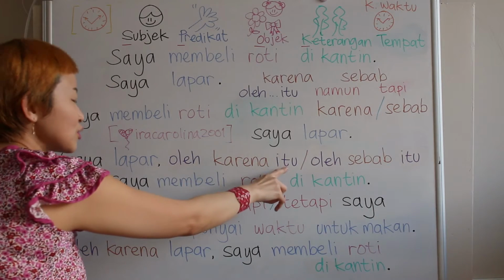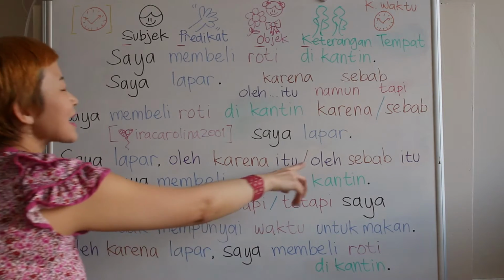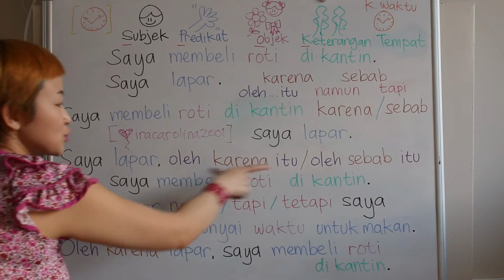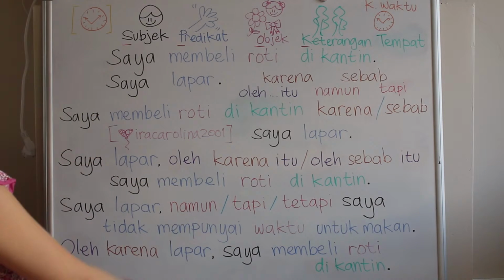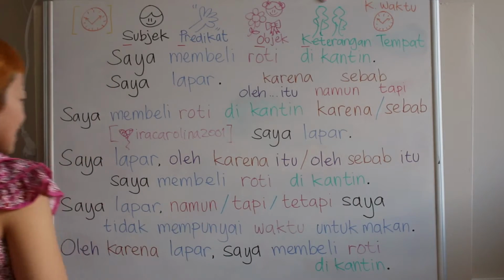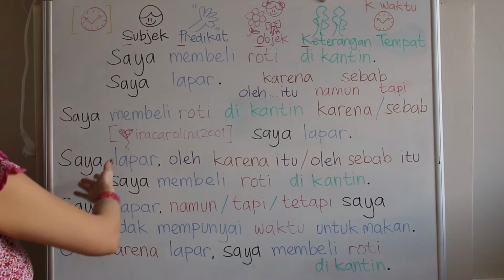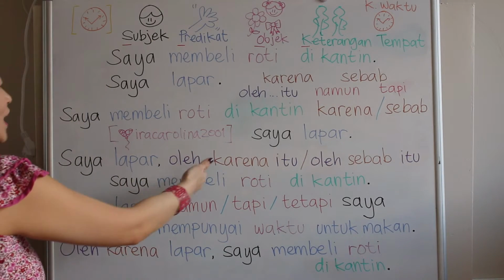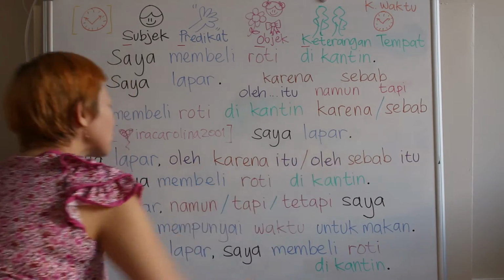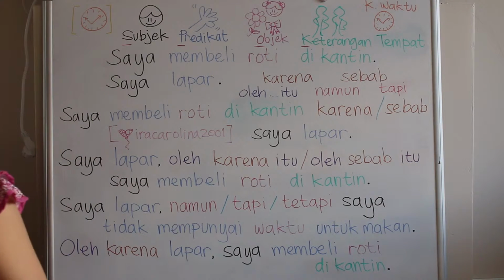Oleh karena itu, because of that, oleh sebab itu, because of that. You choose which one. Saya membeli roti di kantin. I buy bread at canteen. Saya lapar. Oleh karena itu, or oleh sebab itu, saya membeli roti di kantin.